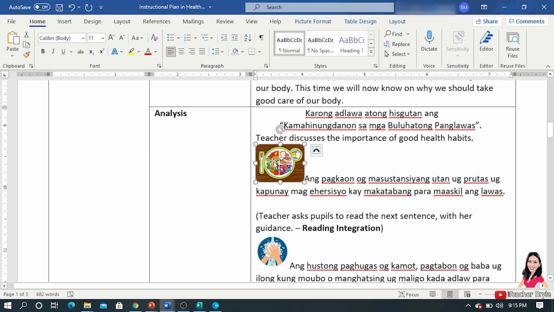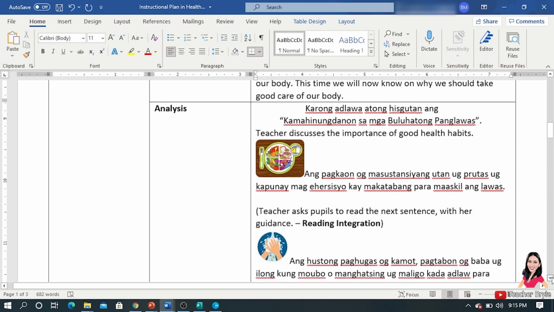So, teacher flashes on the PowerPoint presentation the picture here. Then ask learners what they can say about the picture. Then after that, kanina ang definition, it will flash na ang pagkaon mo sustansyang utan ug prutas ug kapunay mag-ehersisyo kay makatabang para ma-skill ang lawas. Okay, next.